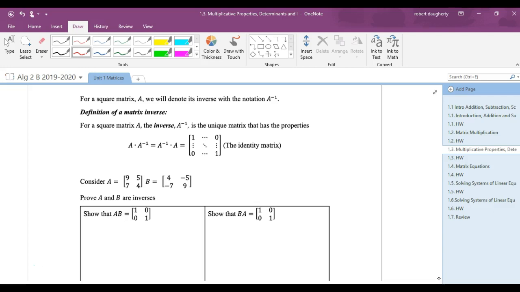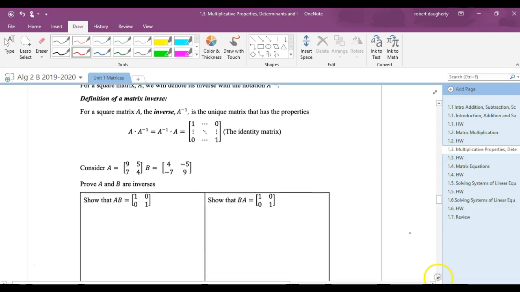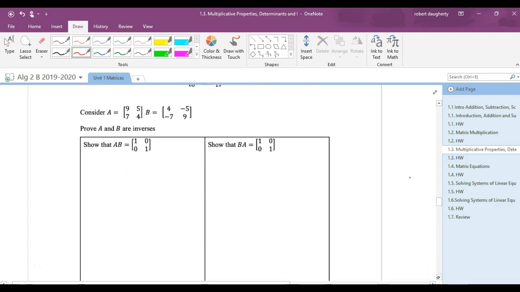So I want to show that these two matrices are inverses of each other. If A and B are inverses, I should be able to multiply A and B, and what should I get as my answer? If these are inverses, when I multiply them, I'll get the identity. So let's look at what AB is. That's going to be 9, 5, 7, 4 times 4, negative 5, negative 7, 9. Okay, so can this be done? Yeah, 2 by 2 times a 2 by 2.